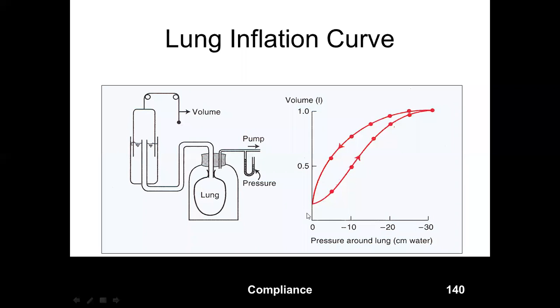There are quite a number of observations from this curve, important for basic physiology for medical students. Point number one, the compliance curve is not linear. It is a curve. You remember we said that the gradient of the compliance curve, or the gradient of the graph of volume against pressure, is the compliance. The bigger the gradient, the bigger the compliance.